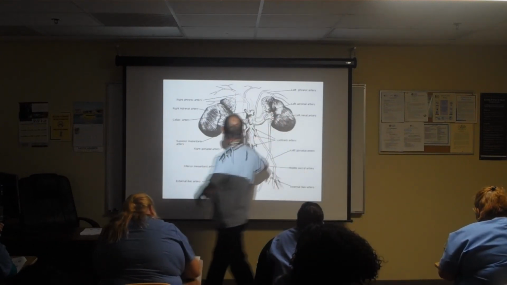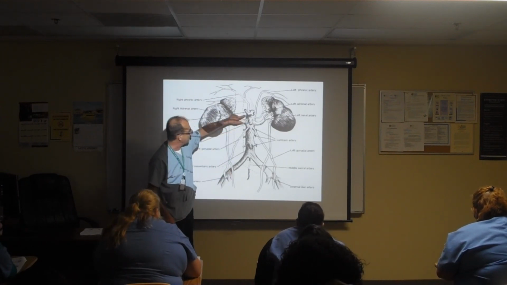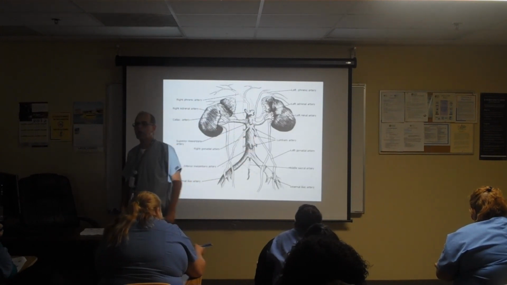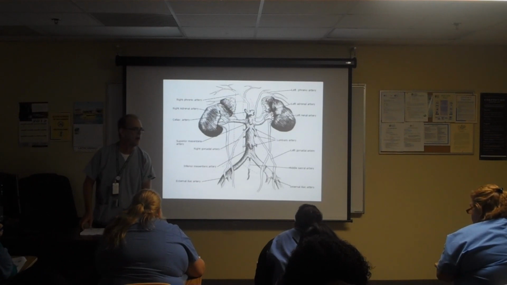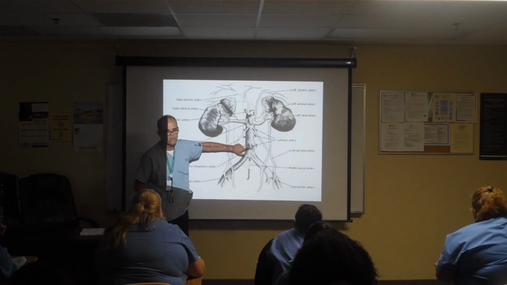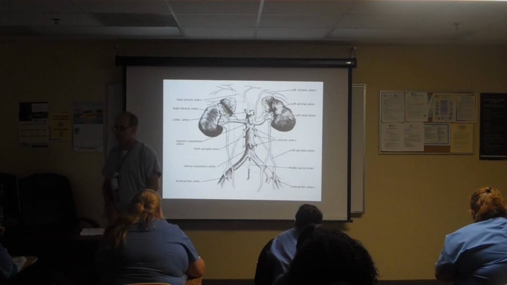The other very important ones are the two renal arteries, and after this come the ones you cannot see with ultrasound, the gonadal arteries. In the male they are called testicular, in the female they are called ovarian arteries, and at the end, the inferior mesenteric artery and the bifurcation.